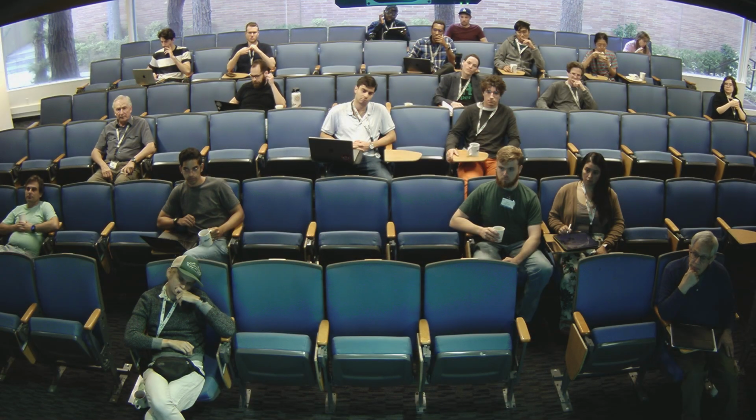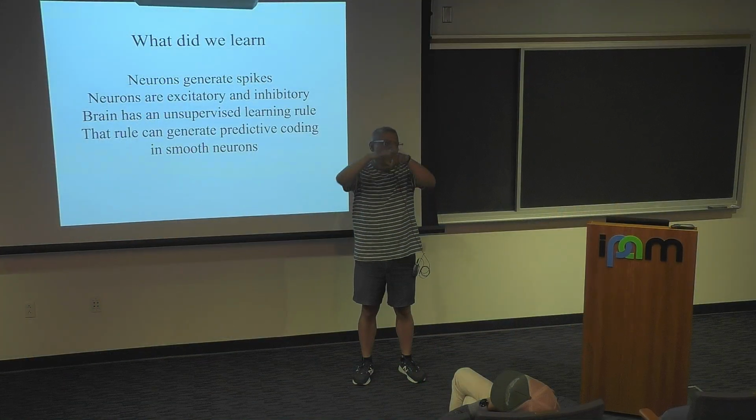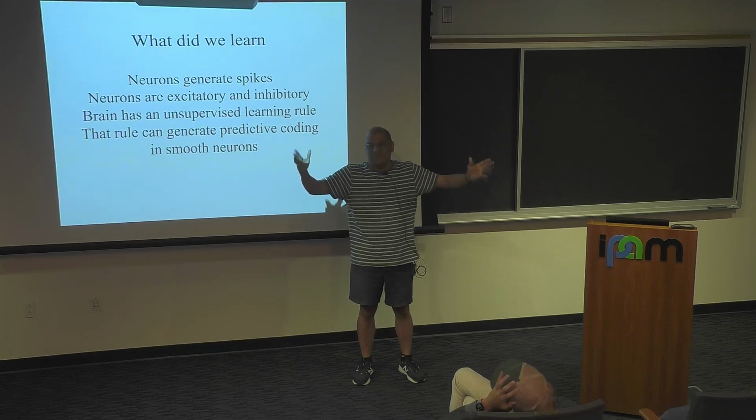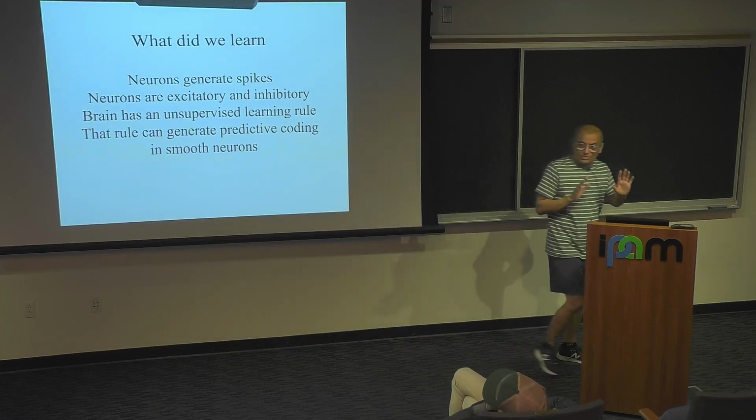Smooth meaning there are no spikes, right? So I just computed a smooth curve. When I showed predictive coding, each neuron was just a smooth function. There were no spikes there. But that's where we started, right? Everybody cool with that? So that's what we did.